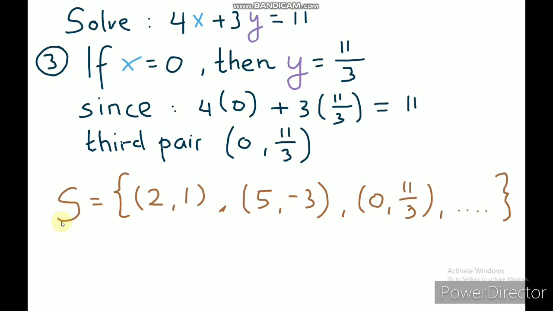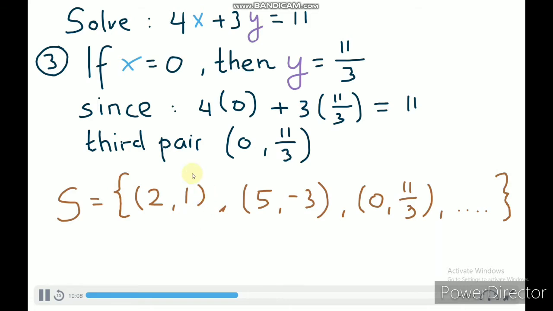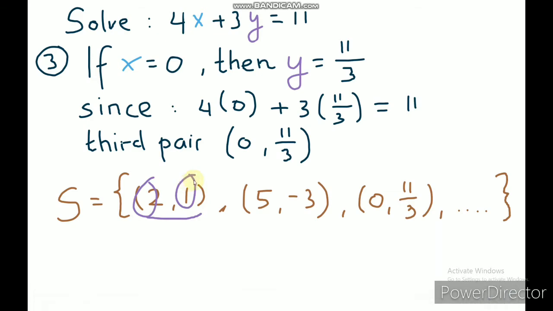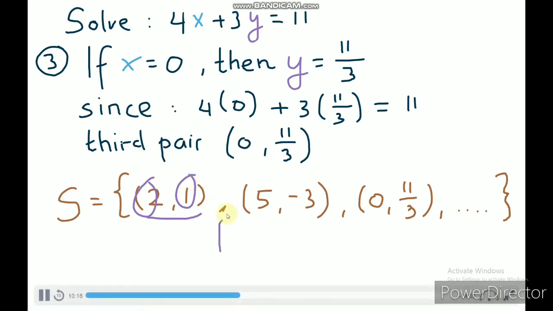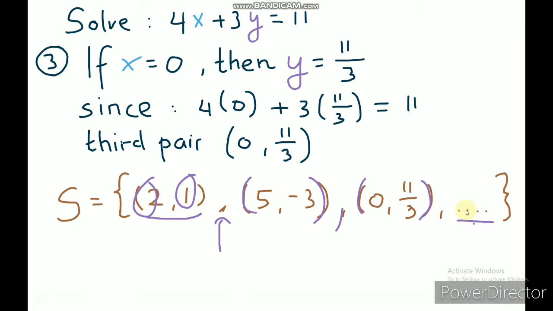If I put it in a solution set, this is how I do it. The first solution is the combination 2, 1. 2 belongs to the x, 1 belongs to the y. The second combination, separated with a comma, is another ordered pair in parentheses, 5, negative 3. The third solution that I have found is another parenthesis, 0, 11/3. And then you have another feeling: since a solution set must provide all possible solutions, you have to continue to find more of the ordered pairs.